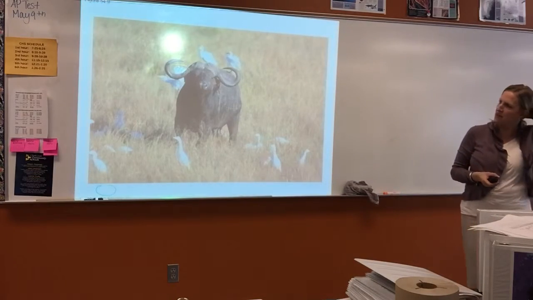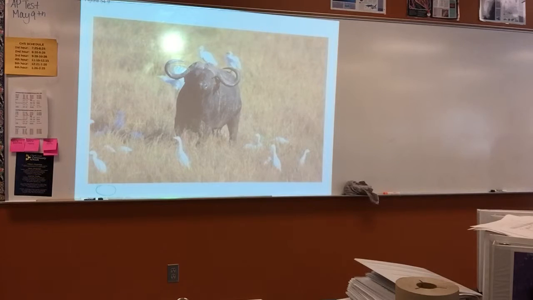This is a common example with this buffalo and these cattle egrets. The cattle egrets are the birds. What happens is this buffalo, as it moves through the grass, causes insects to fly up into the air. The birds eat the insects, all right? So the birds start eating the insects. Therefore, the cattle egrets are said to be helped because they're getting a smorgasbord of insects as this cattle moves through. And the neutral part is that the buffalo is not helped or harmed in this case. That's the argument, hence an example of commensalism. So it's kind of in a neutral position.